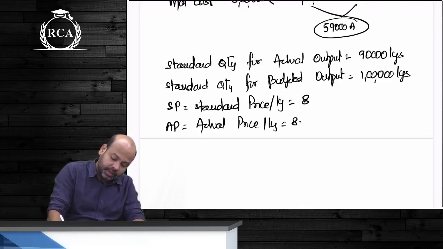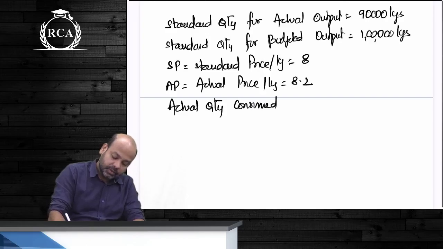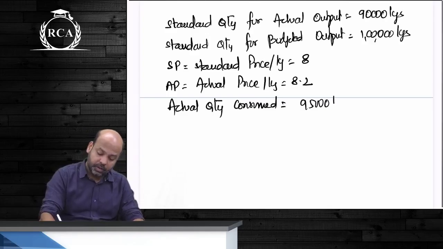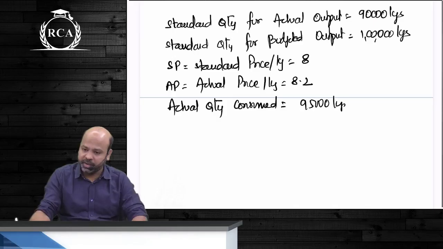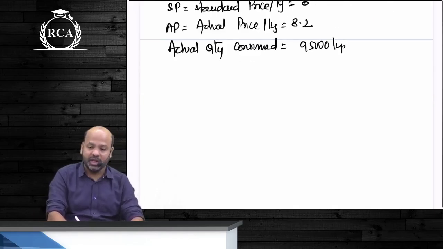8.2 rupees. And the actual quantity consumed, guys, is how much? Raw material ka actual quantity, beta, 90. I told you there are two reasons. One is efficiency, the other one is expenditure. Correct, beta Ayush? When it comes to efficiency, guys, that is the utilization of raw material.